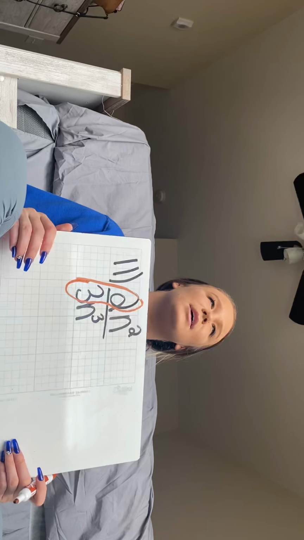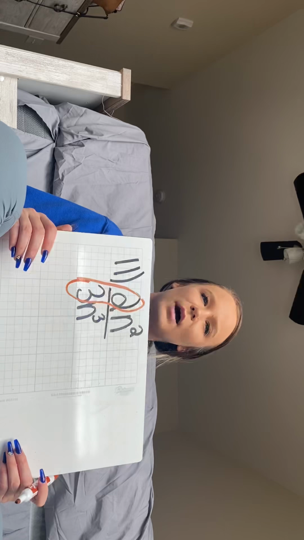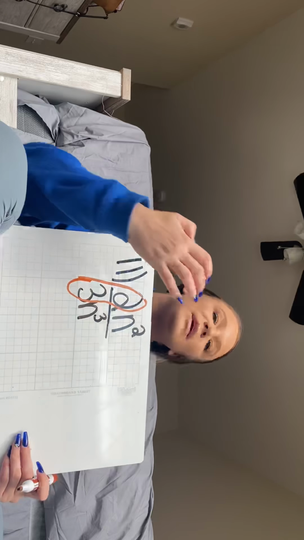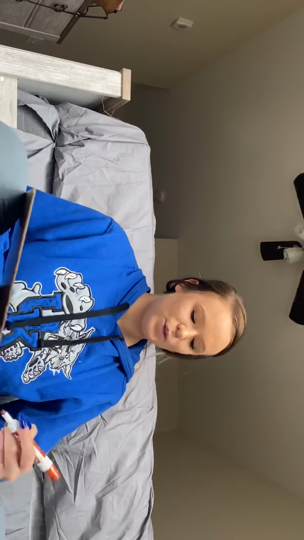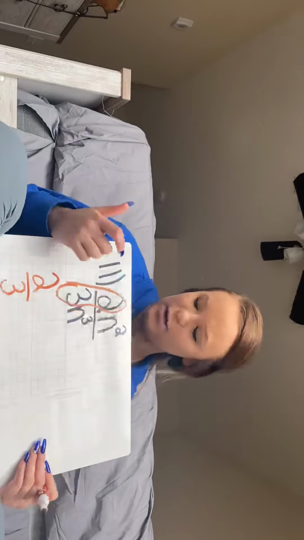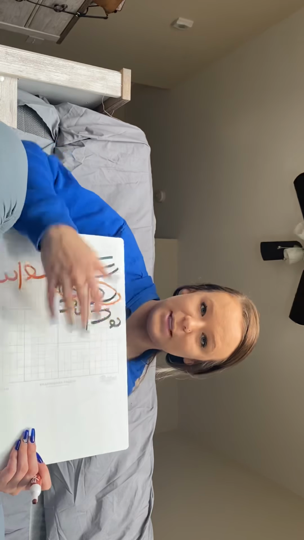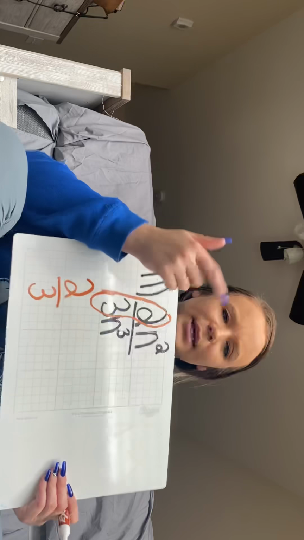So here's the thing though, can you do 2 divided by 3? No. If it doesn't divide perfectly, you literally just rewrite it. That's just going to be 2 over 3. That's it, because we can't divide 2 by 3. So your answer is just going to be 2 over 3, and then we're going to have to worry about this in a minute.